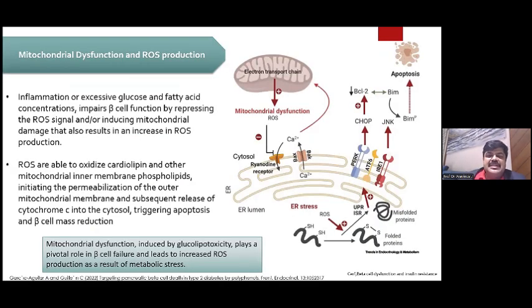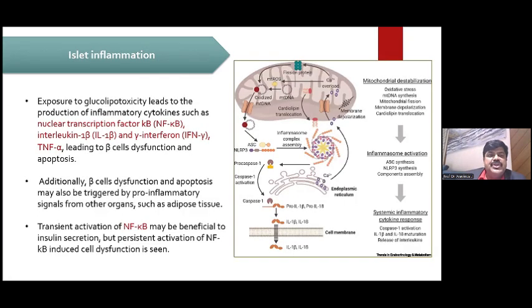So in this slide you can see the mitochondrial dysfunction, how it leads to reactive oxygen production. Mitochondrial dysfunction is induced by glucolipotoxicity, plays a pivotal role in beta cell failure, and leads to increased ROS production as a result of metabolic stress.